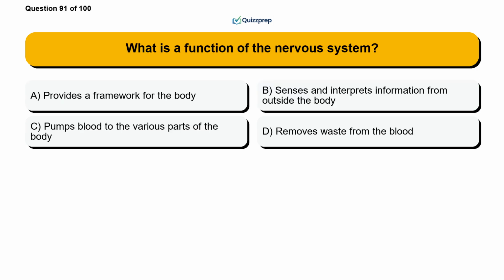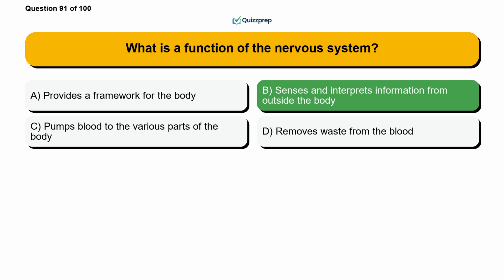Question 91. What is a function of the nervous system? Option A, provides a framework for the body. Option B, senses and interprets information from outside the body. Option C, pumps blood to the various parts of the body. Option D, removes waste from the blood. The correct answer is option B, senses and interprets information from outside the body.